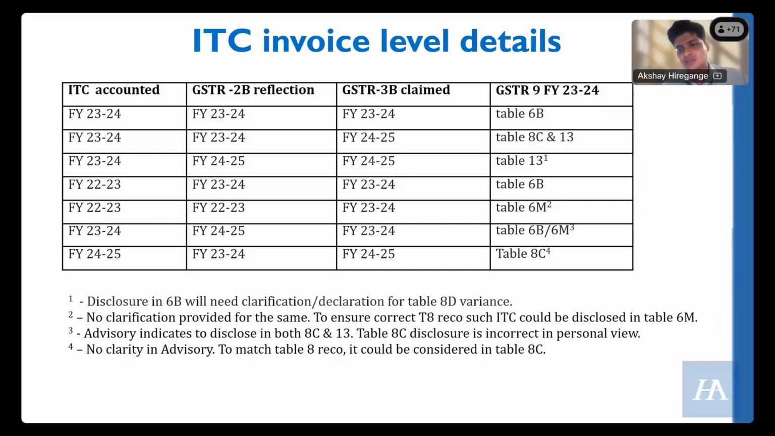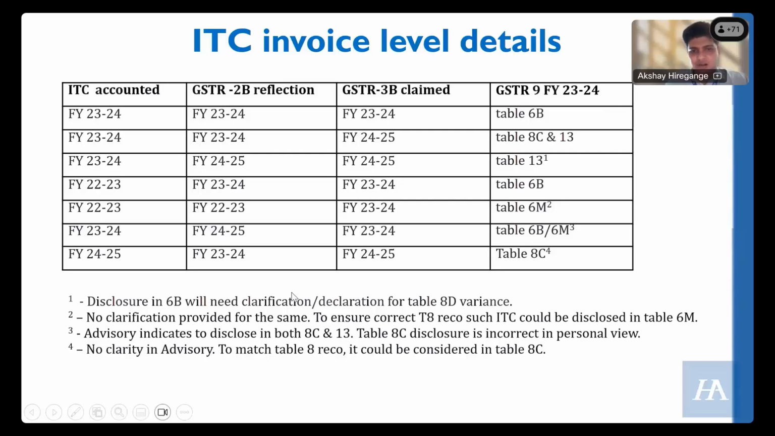If it is permanently ineligible, additionally, you will show it in 7E or 7H. Whatever was claimed and temporarily reversed, you need not show it in your GSTR 9. That is what the advisory says.